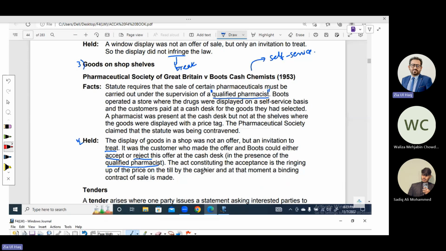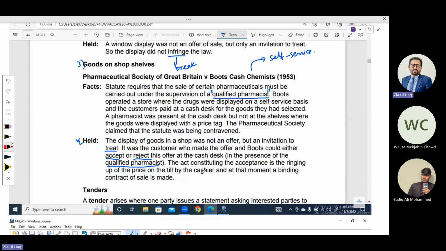So Boots operates a store where the drugs were displayed on a shelf service basis and a customer paid at a cash desk for the goods they had selected. And if the product is on the shelf, that is an invitation to treat. You pick that product, you move towards the cash counter. This means you are making an offer and the cash counter person is accepting the offer.